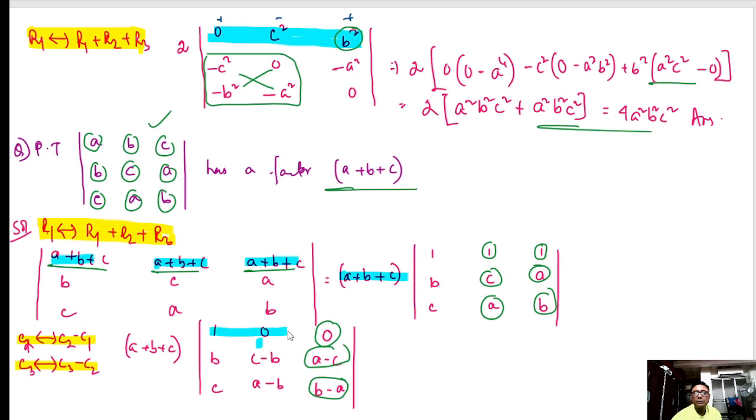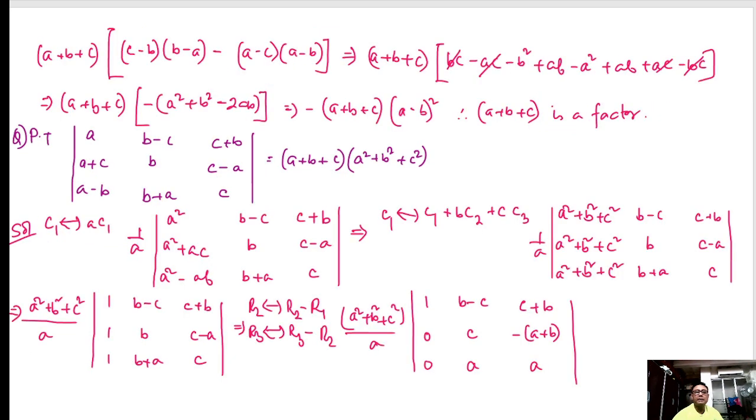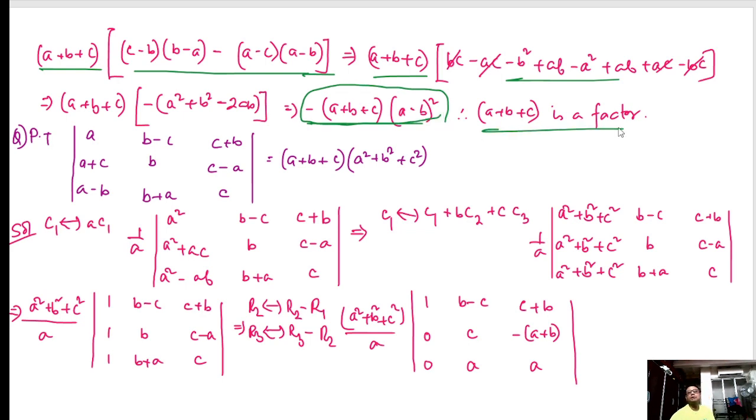So we will expand along the first row, and then we will get our answer like this: A plus B plus C. So please watch here. When we perform the operations, we see that this is coming this. Now see, in this answer we have got an A plus B plus C, which proves that A plus B plus C is a factor.